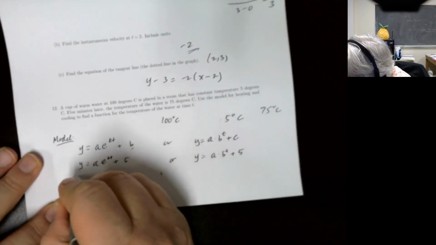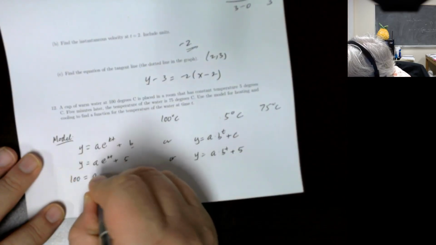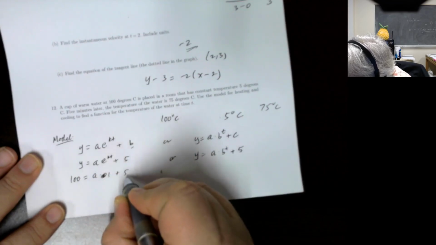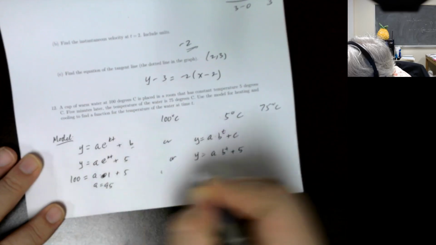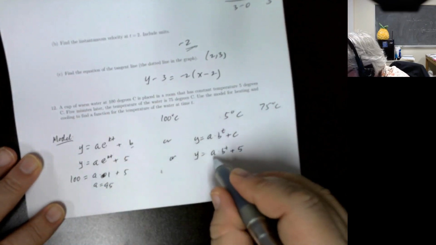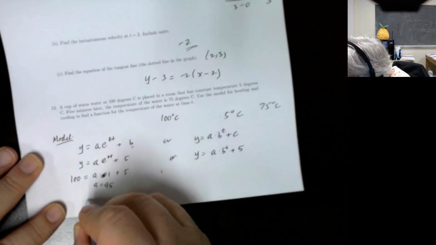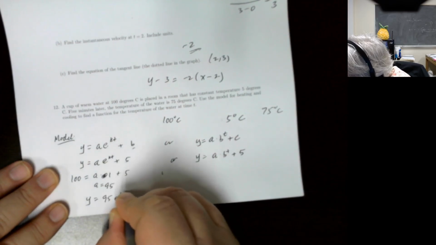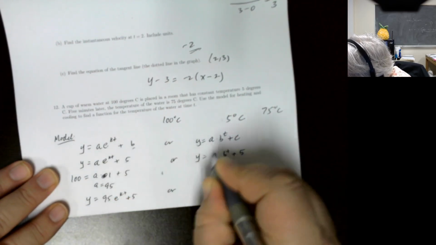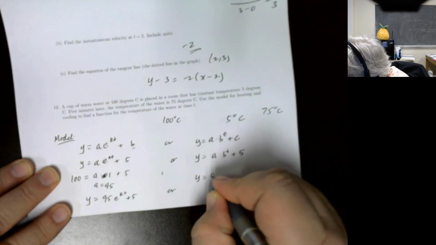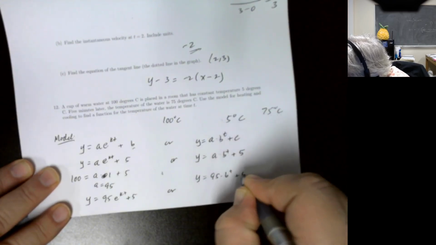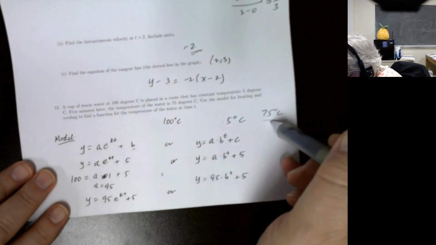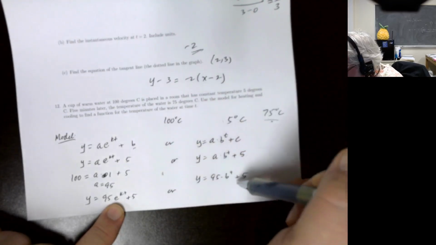So at time 0, you could say 100 equals a times e to the 0, which is 1, plus 5. So a is 95. In this case, notice that this a is also 95. So therefore, now we have that y is equal to 95 e to the kt plus 5, or you could have y equals 95 times b to the t plus 5. Good. And then you use the last piece of information for the last constant, either the k or the b.